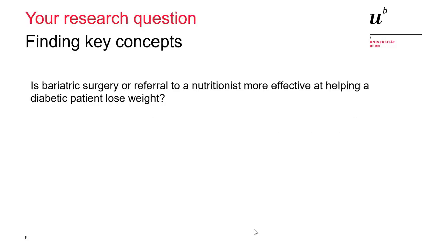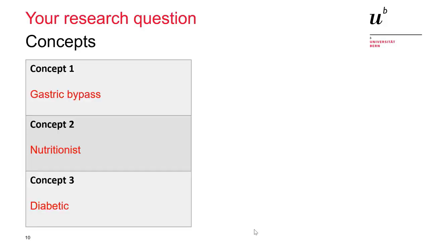Earlier in this class, we talked about finding key concepts using this question. Is bariatric surgery or referral to a nutritionist more effective at helping a diabetic patient lose weight? We identified these three key concepts: gastric bypass, nutritionists, and diabetic. We can take these concepts and turn each one into its own search.